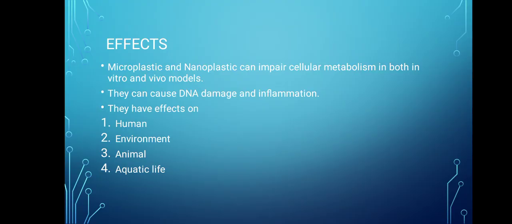Next, effects. Microplastic and nanoplastic can impair cellular metabolism in both in vitro and in vivo models. Impaired cellular metabolism means the cells of the body cannot get enough oxygen. In vitro means outside of the body and in vivo means inside of the body. Microplastic and nanoplastic can also cause DNA damage and inflammation. They have effects on human, environment, animal, and aquatic life.